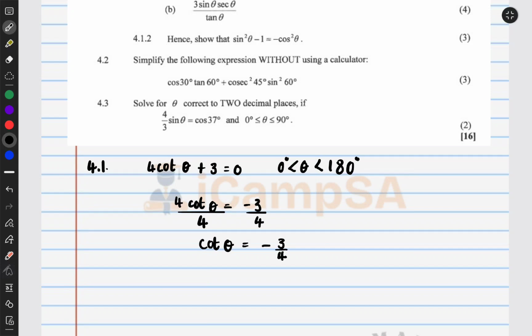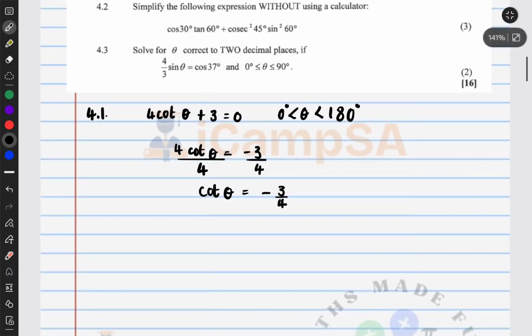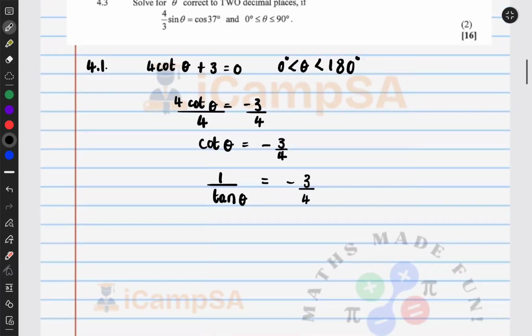But we know that cot theta is a reciprocal of what? Of tan. Therefore we can change this to 1 over tan theta. 1 over tan theta is equal to negative 3 over 4. Let's make tan theta the subject. Therefore tan theta is equal to negative 4 over 3. You use cross multiplication to do that.